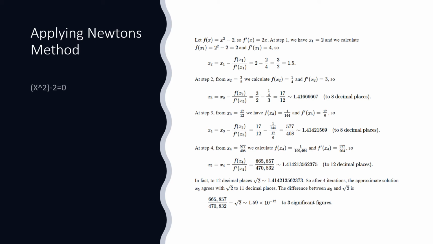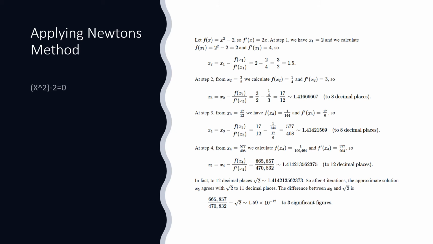We're not finished there. We do step 2, which is somewhat the same thing. x2 is equal to 3 over 2, and we calculate f of x2 is equal to 1/4, and f prime of x2 is equal to 3. We apply the same process, but with different numbers, and we get about 1.416666, give or take.